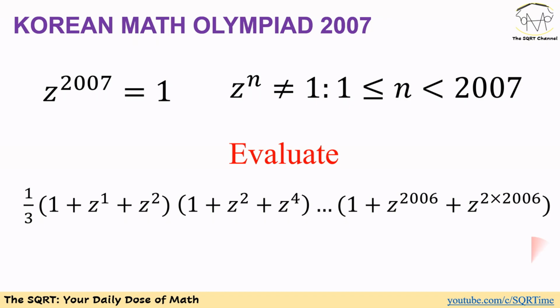In this video, we are going to talk about a problem that we got from the Korean Math Olympiad from 27. In this problem, we have z to the power of 2007 is equal to 1, and we know that z has complex roots. Additionally, z to the power of n is not equal to 1 for any integer value n greater than or equal to 1 and less than 2007. With all these, we want to evaluate the equation that you are seeing here.